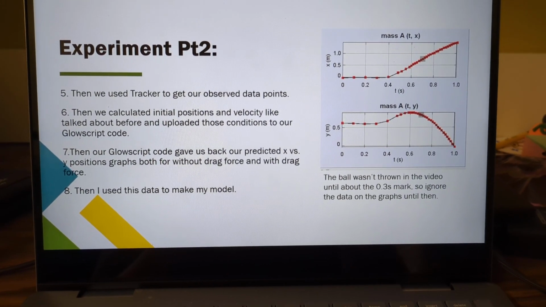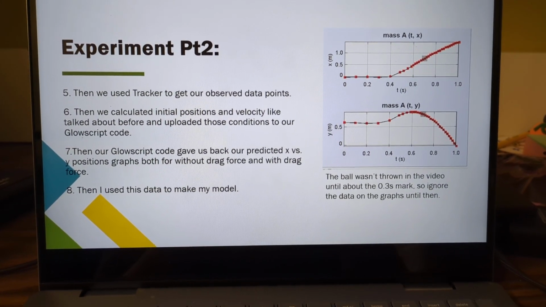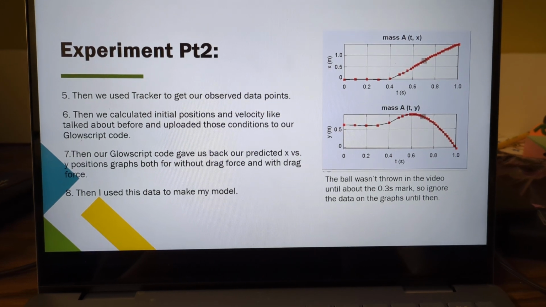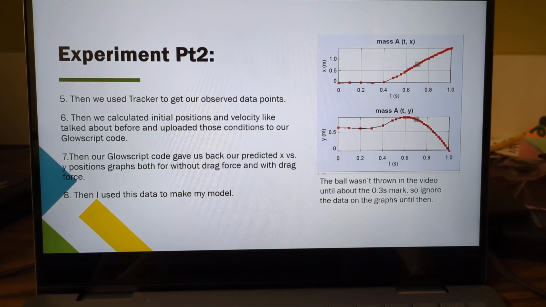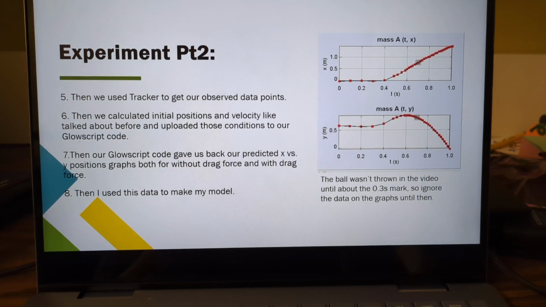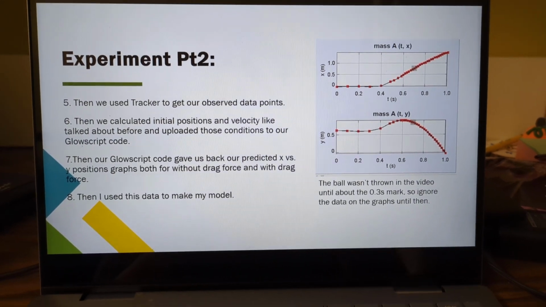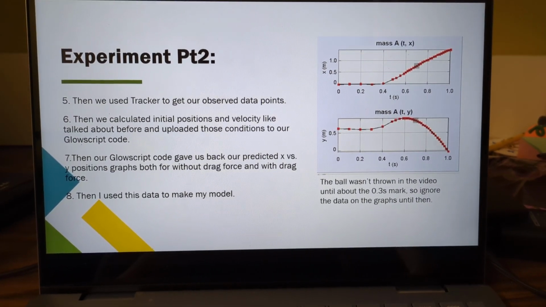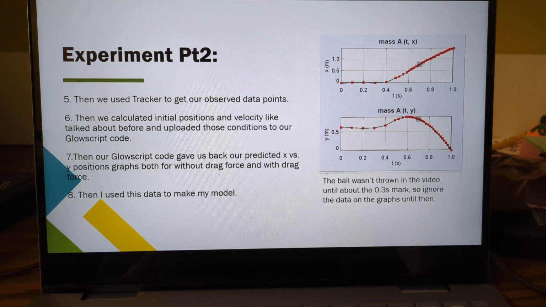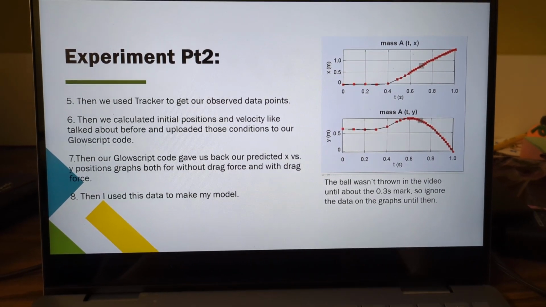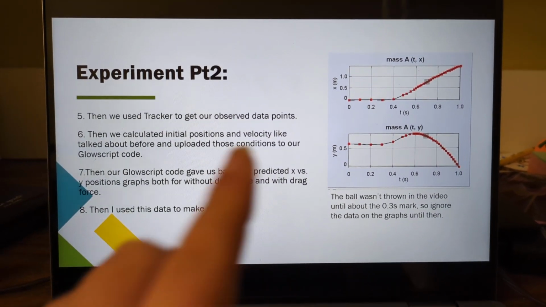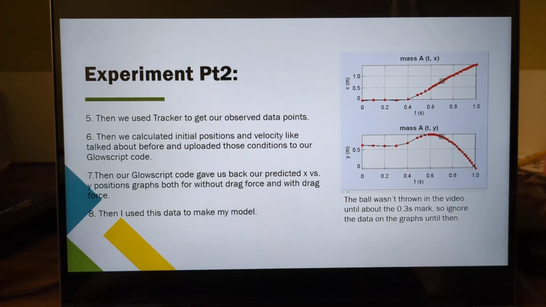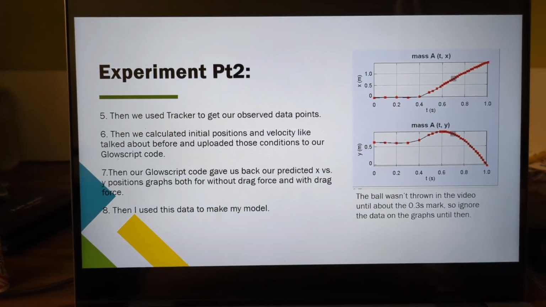Then we calculated initial positions and velocity like talked about before and uploaded those conditions to our GlowScript code. Then our GlowScript code gave us back our predicted x versus y position graphs, both for without drag force and with drag force. Then I used this data to make my model. The ball wasn't thrown in the video until about the 0.3 mark we can see here, so ignore the data on the graphs until then.